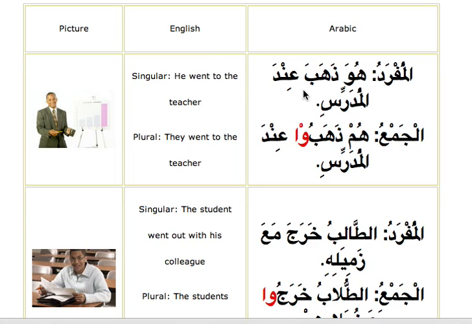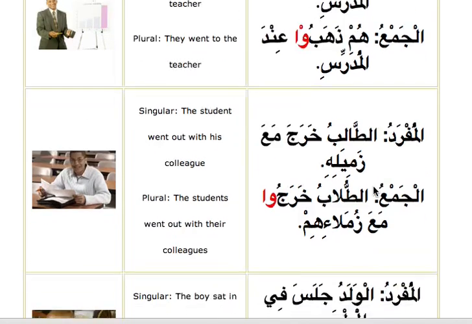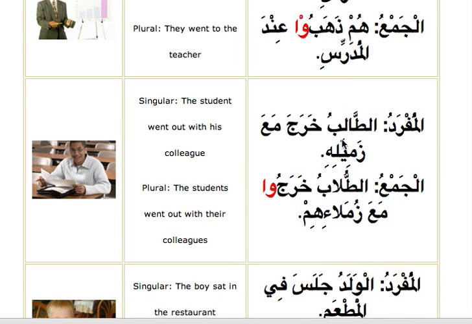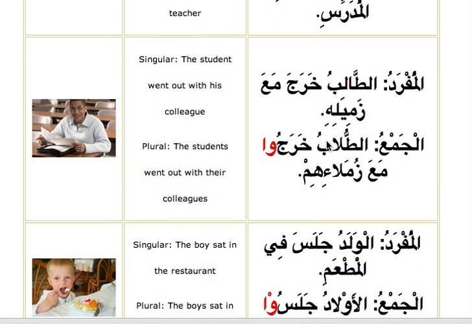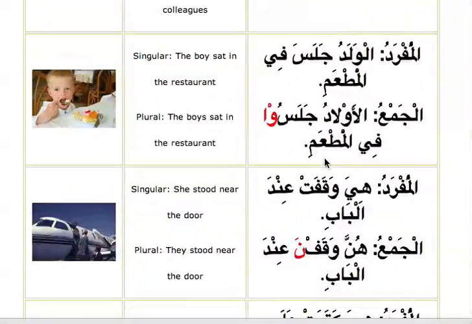Okay, one thing we're seeing is the 'he' is starting and it's going just like English. What is going on here? Huwa dhahaba 'inda al-mudarris, hum dhahabu 'inda al-mudarris. Okay, seems like it makes a lot of sense here. They went to the teacher. Al-talib kharaja ma'a zamili. A student went out with his friend. Al-tullab kharaju ma'a zumala'ihim. That's a plural for zumala'ihim. You see, the plural section is the section I should go back to and get more of, because I didn't actually cover it. Okay, I'll read that section.